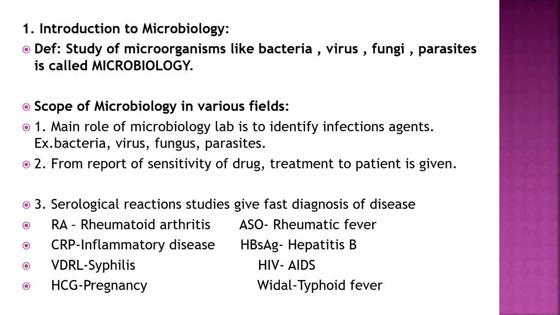So examples of that are the rheumatoid arthritis test for rheumatoid arthritis, ASO test for rheumatic fever, CRP test for inflammatory disease, HBsAg test for hepatitis B, VDRL, the Venereal Disease Research Laboratory test, for syphilis, HIV, human immunodeficiency virus, for AIDS, acquired immunodeficiency syndrome, HCG test for pregnancy, Vidal test for typhoid fever. So these are a few serological reactions for the diagnosis of the disease and then treatment of the disease.